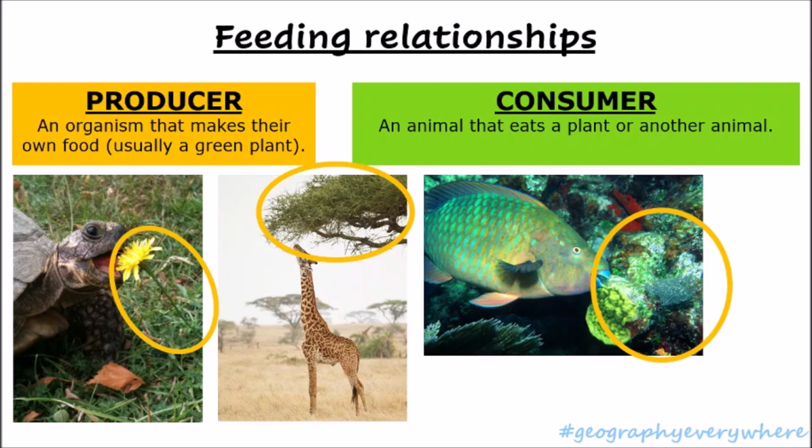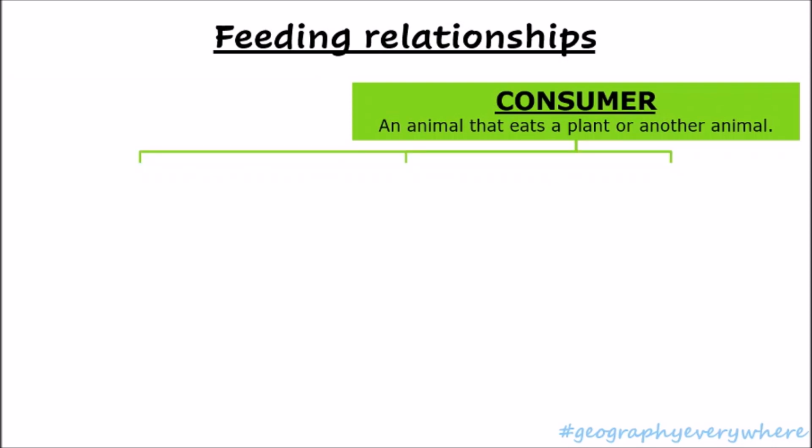Now look at all the animals that are eating the producers. The tortoise, the giraffe, and the fish. These are all called consumers. A consumer is an animal that eats a plant or another animal. There are three kinds of consumer.